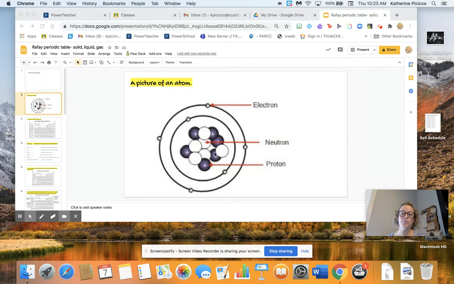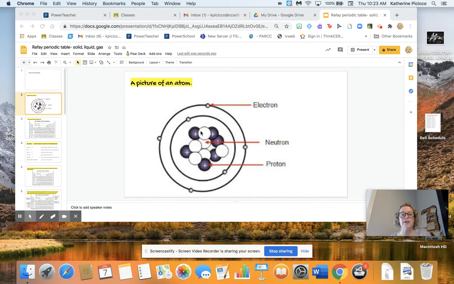They have a center part called the nucleus. And in the nucleus, there are positively charged protons and neutrons that have no charge. Then on the outside of the atom, there are what we call electrons. This is what an atom looks like.